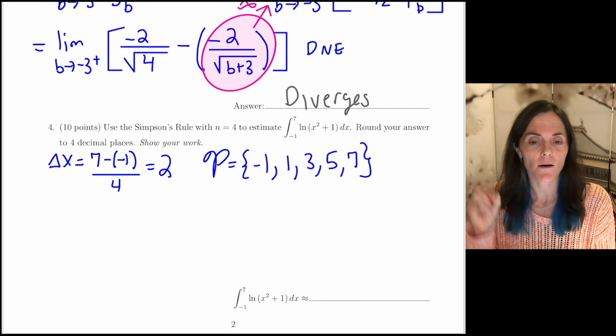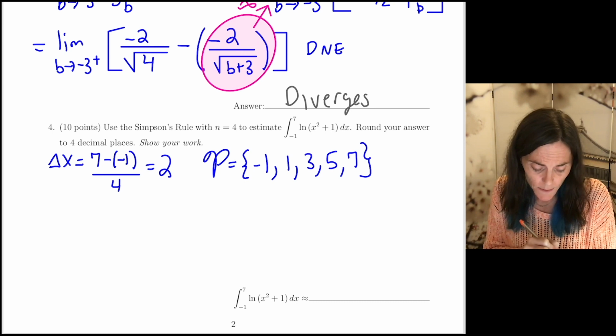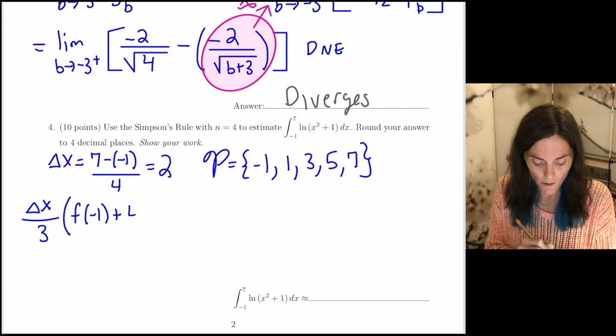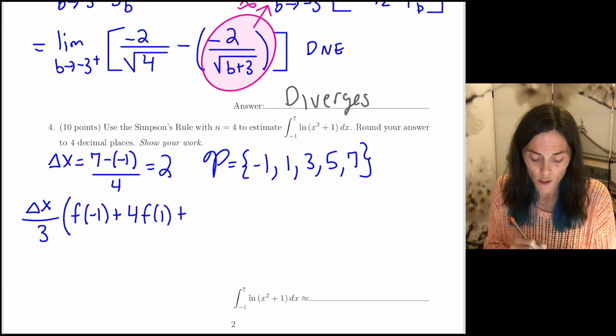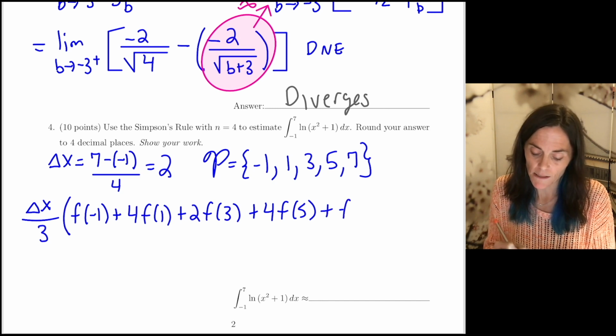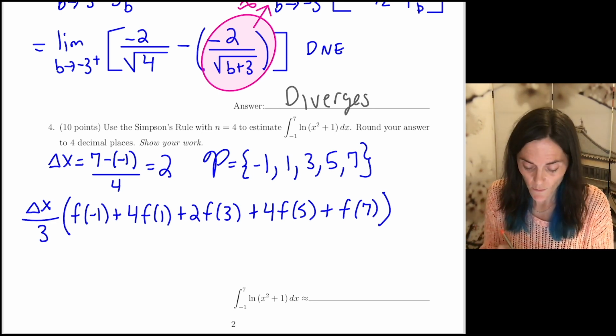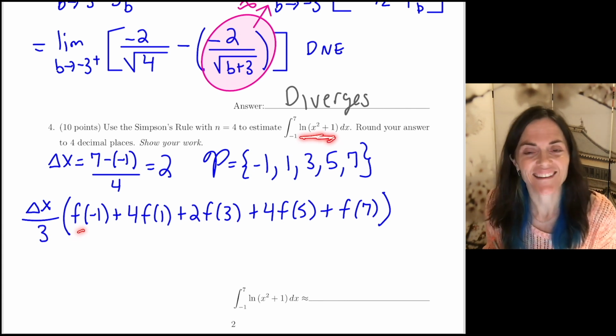Wonderful. Now, here comes Simpsons Rule. The formula is delta x over 3. We have f of -1, and then the coefficients will go 4, and then 2, and then 4, and then the very last comes with coefficient 1. Okay, so this is it. I'm going to write it with the actual function. So here, this f is the integrand, right?